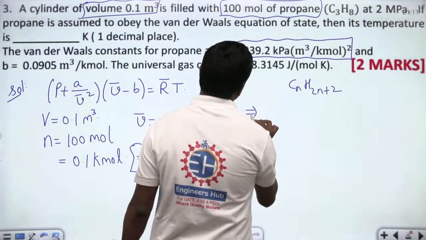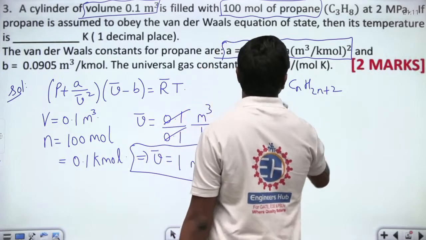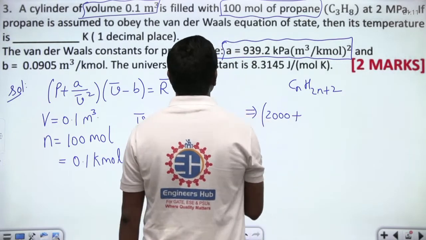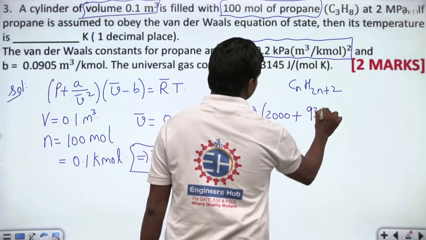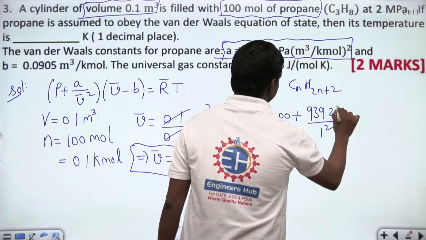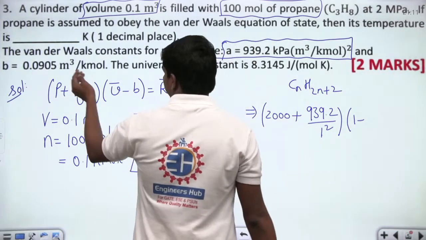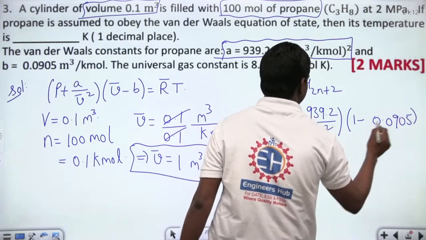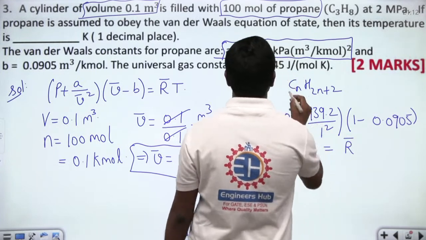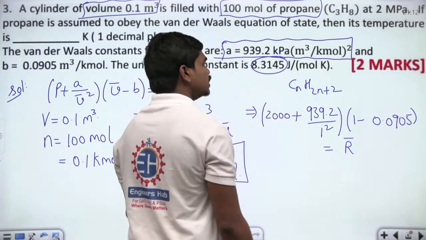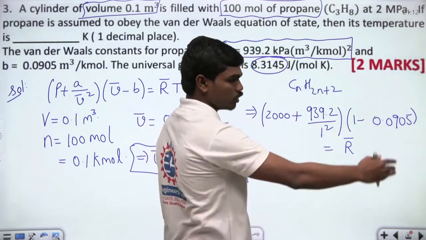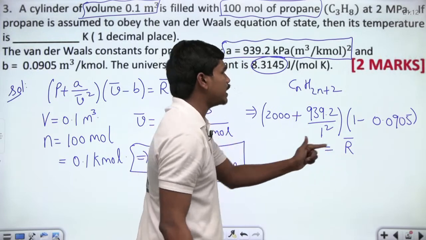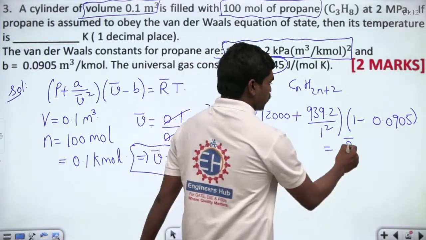So this is what we have. Let us substitute in the van der Waals equation. Pressure is in kilopascals of course, so 2 megapascals is nothing but 2000 kilopascals plus A by V square. A is 939.2 divided by V square, into V minus B, which is 1 minus B, again meter cube per kilomole, so 0.0905. This is equal to R bar, the universal gas constant, which is given as 8.3145 joule per mole Kelvin, or it's also the same as kilojoule per kilomole Kelvin. Since we are substituting pressure and this A value in kilopascals, we will write this R value in kilojoule per kilomole Kelvin, which is 8.314 of course.